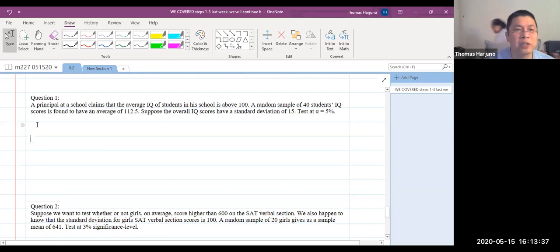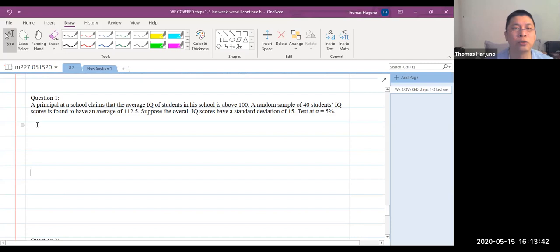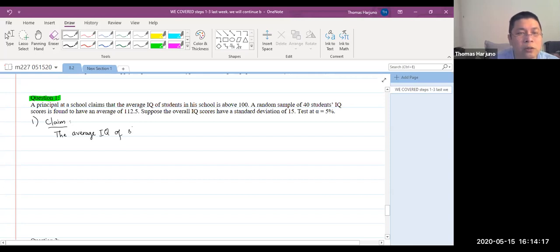This question 1: a principal at a school claims that the average IQ score for students in his school is above 100. So that's the claim. Let me just do it right away. So step 1, claim. The claim is the average IQ score of students in the principal's school is above 100.